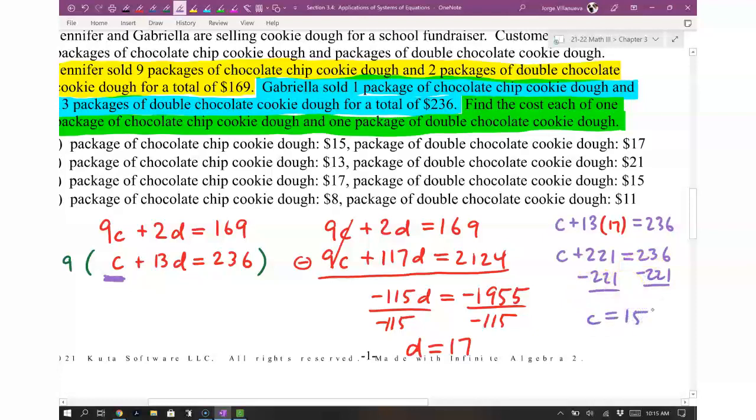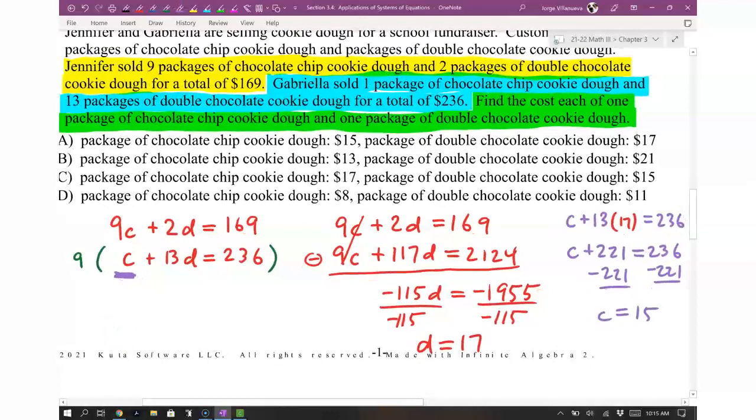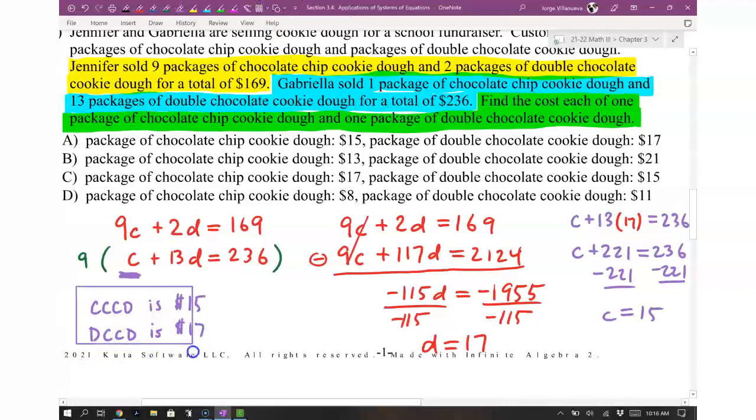So the chocolate chips cost 15 and the double chocolate cookie dough cost 17. If you notice, that's part A, right? The answer A would be the right one. I'm just going to write it out for us. So chocolate chip cookie dough, I'm going to just put CCCD, is $15, and double chocolate cookie dough is $17. Okay? And that will be my answer. And that's the lesson for today.